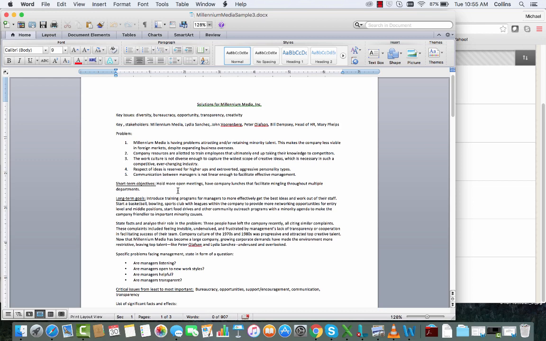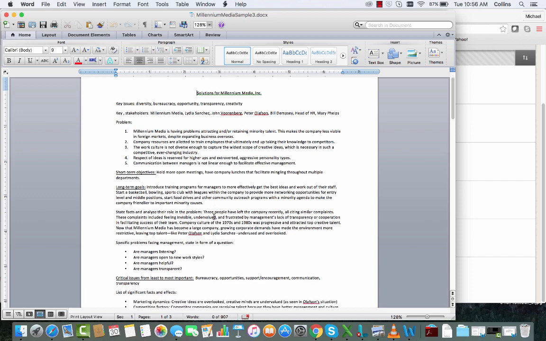Short-term objectives: hold more open meetings, have company lunches that facilitate mingling. No, that's not a short-term objective. The short-term objective is stop the bleeding, stop the people from exiting. A long-term objective would obviously be let's create a culture that's inclusive and keeps people around.